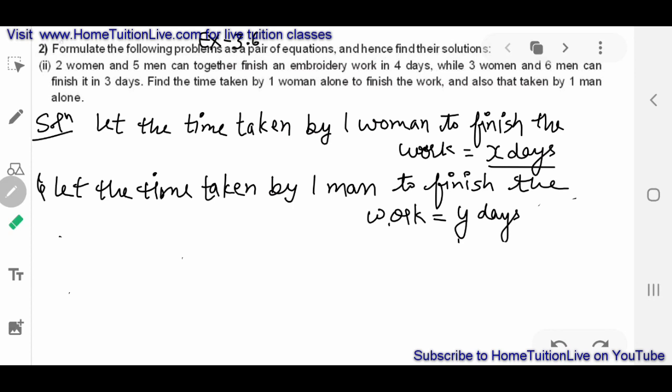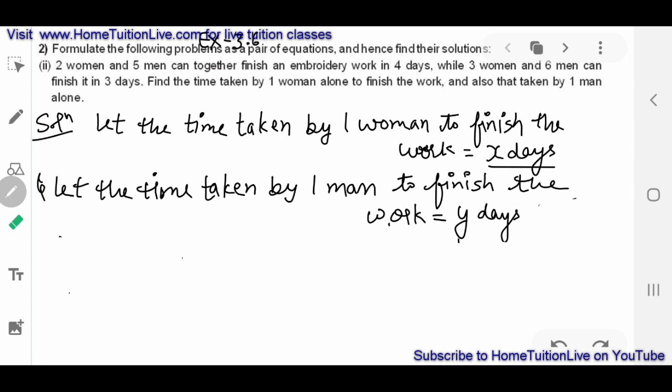In front of us, we have question 2, second part of exercise 3.6. Formulate the following problems as a pair of equations and hence find the solutions. We have to first create the equation with this problem and then we will find the solution by the equation. So what is the question?